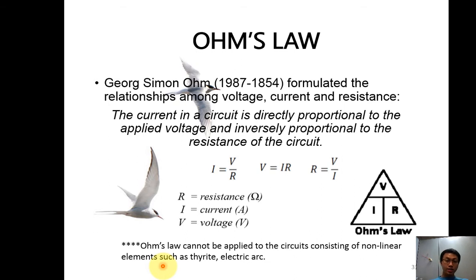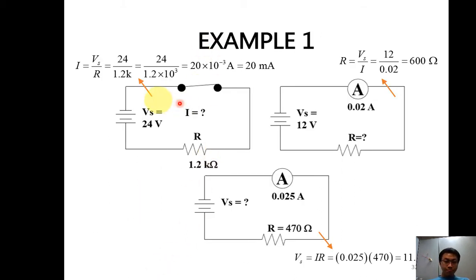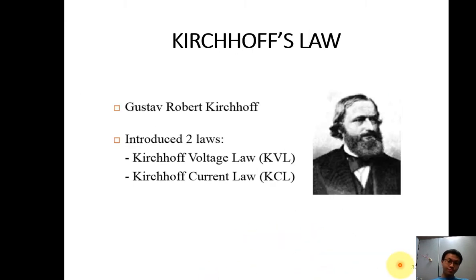So for example, I have a V, I have an R, but I want to find I. So I use I equals Vs over R, which is 24 divided by 1.2K, and I have 20 milliampere. Same as well, R equals V over I: 12 divided by I, I have a 600 ohm. Or V equals IR, I have 11.75 volt.